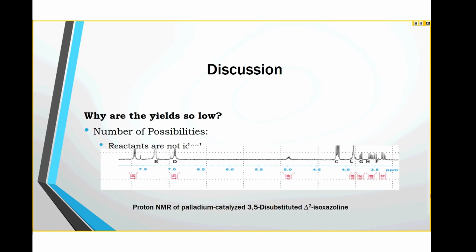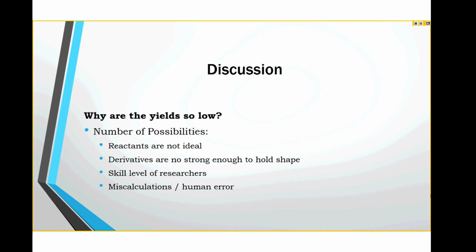So there were a number of possibilities for why we didn't necessarily get as high a yield of what we wanted. One being the reactants were not ideal for the nickel cyclization, because as we were doing this, it was more palladium based. Another being that the derivatives of the nickel and the palladium aren't necessarily strong enough to hold the isoxazoline ring. So they can be formed, but they only can hold it for so long, and then they break off again and reform, kind of like I was saying.